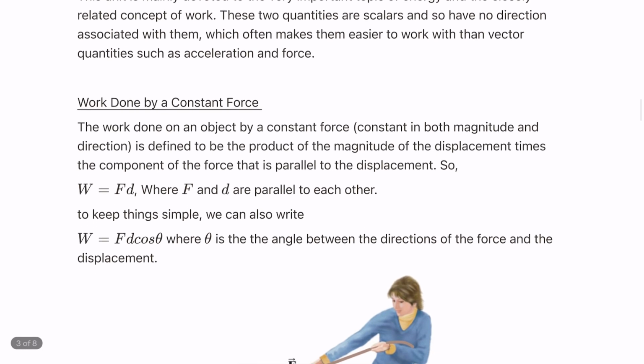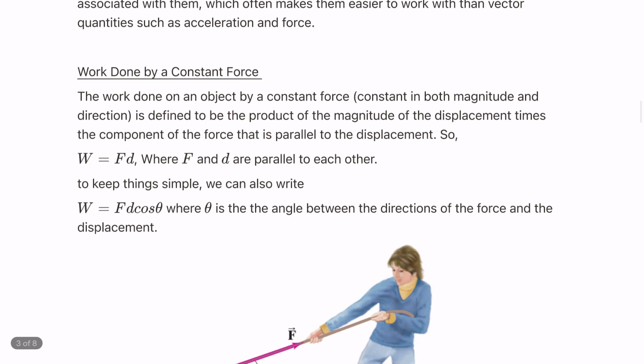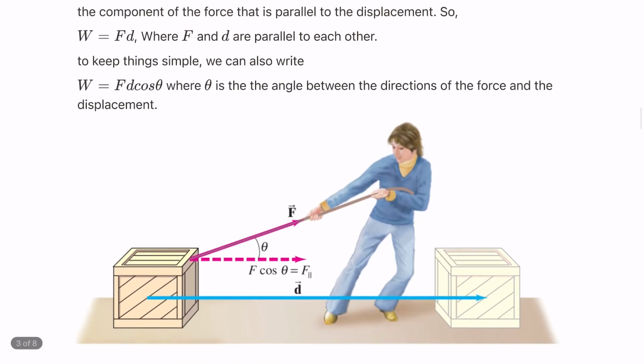So today we're just going to be talking about the work done by a constant force to keep things pretty simple and introduce the relationship that represents work. Work done on an object by a constant force, constant in both magnitude and direction, is defined to be the product of the magnitude of the displacement times the component of the force that is parallel to the displacement. And I have an image here that's going to help you see what I mean.